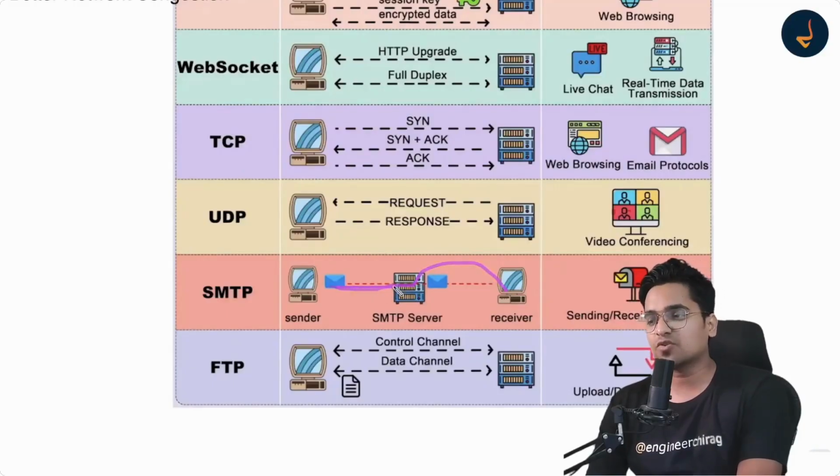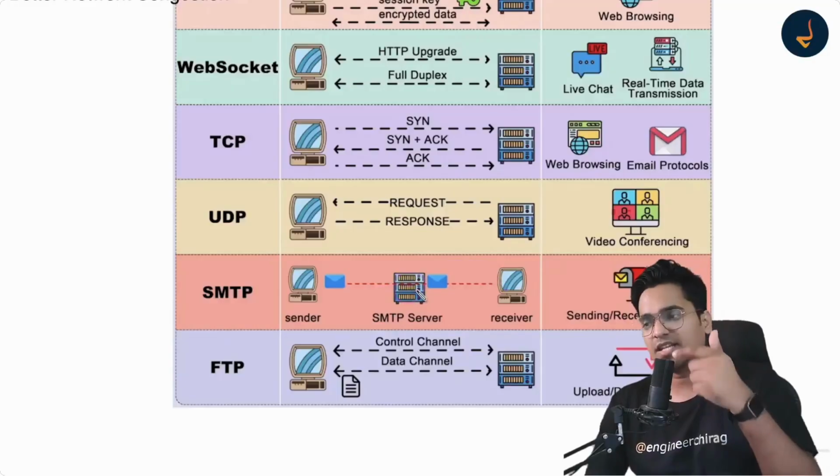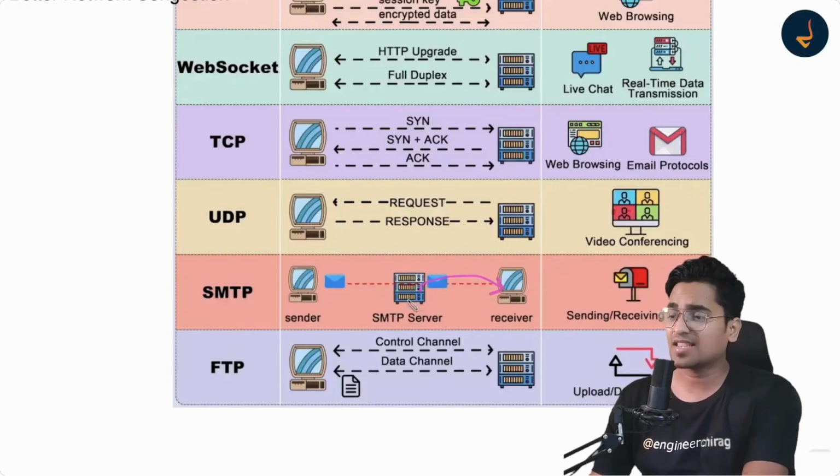So first the request goes to some SMTP server. It knows, okay, I know what the address is, what the destination is, how I need to deliver it to the requesting server, you can say receiver. And this is where it is sent.